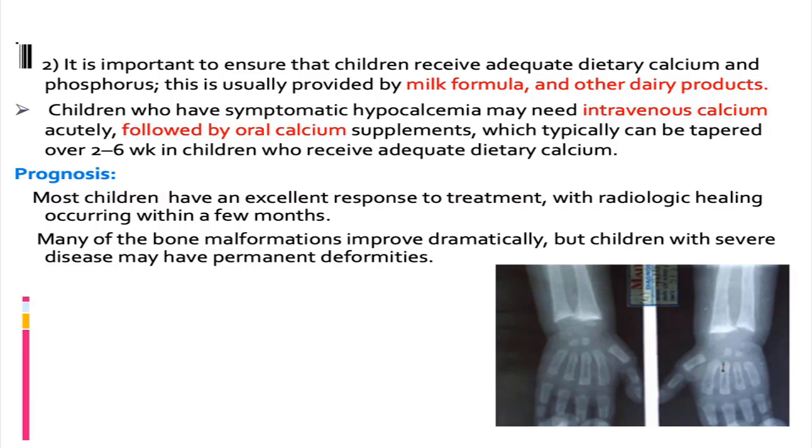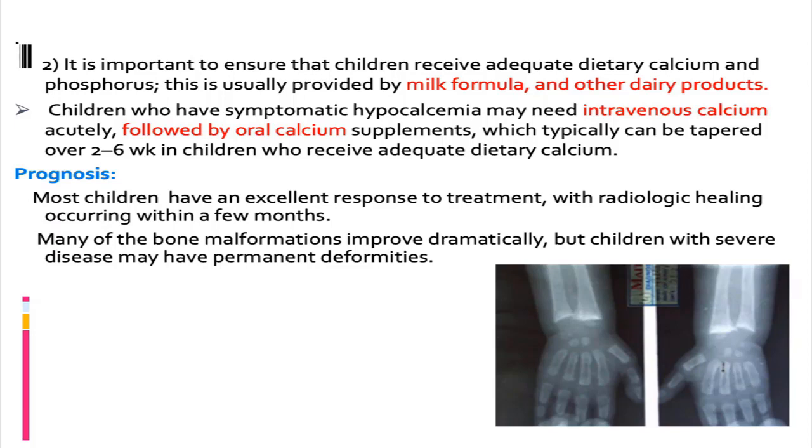Prognosis. Most children have excellent response to treatment, with radiological healing occurring within a few months. Many of the bone malformations improve dramatically, but children with severe disease may have permanent deformity. These are the signs of healing of rickets: the appearance of the white line at the growth plate. The appearance of the white line indicates healing of rickets.